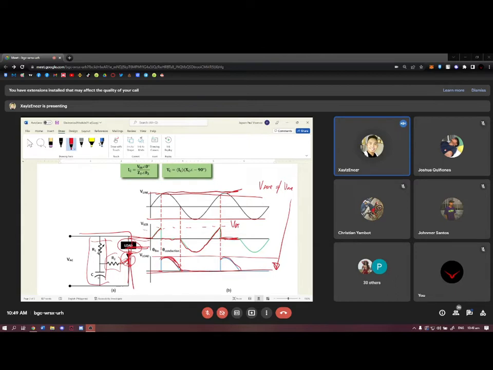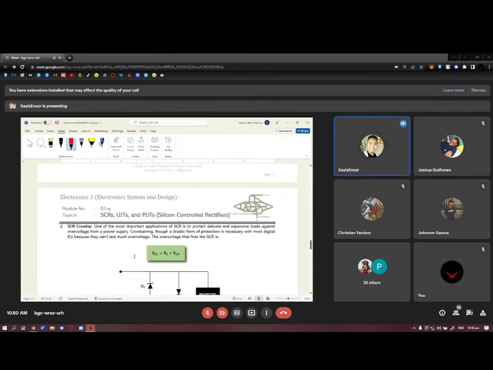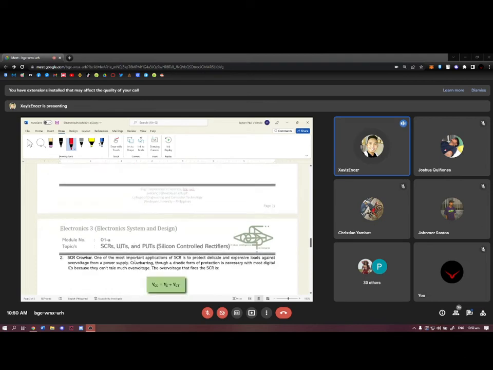For example, if your firing delay is only small, then you get a waveform like this. Or for example, if this is your firing delay, then this is your new waveform. So you can change the value of your average voltage. Okay? So that's the function of the SCR. It can change or vary the phase so that the average voltage or average current going to the load can also be changed. Okay? Next, the so-called SCR crowbar.